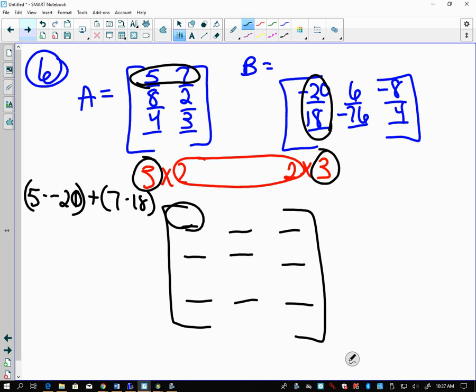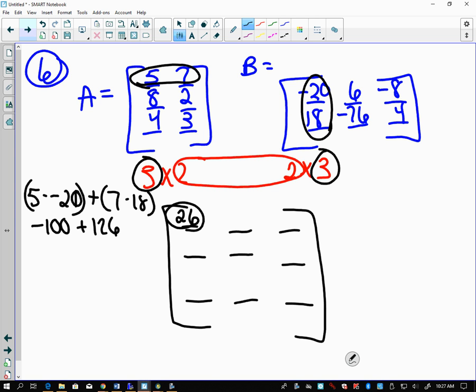So 5 times negative 20 should be negative 100, and 7 times 18 is 126. So I should get 26 there, right? Okay. Now, we don't want to spend all day on this question because we have 9 different things to find, which means several different multiplications, a lot of addition, those types of things.